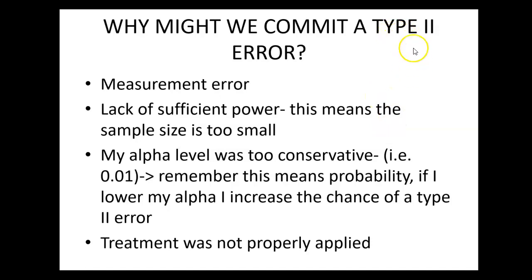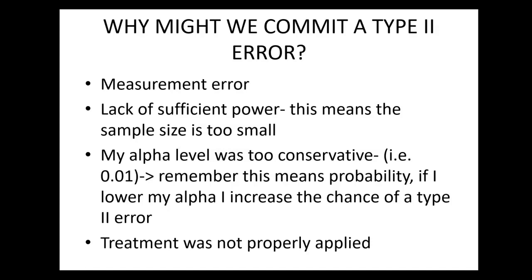And you might commit a type 2 error for any number of reasons. One might be lack of sufficient power, which means that the sample size is too small. If we found the results of 2.75 versus 2.95 in a large sample, for example 200 and 200 in each group, our statistics might show that there is a significant difference.